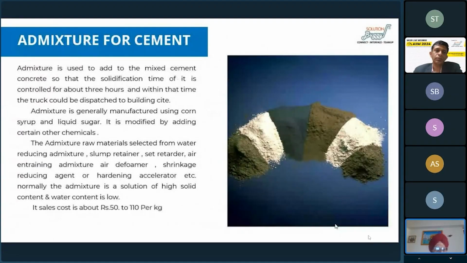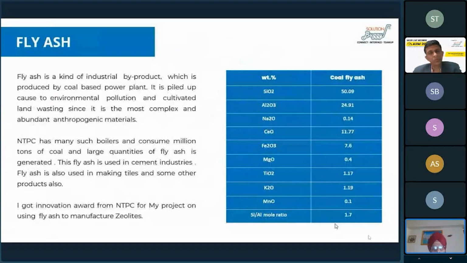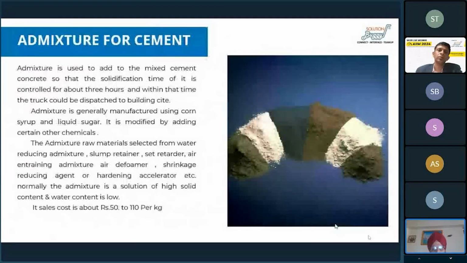Now this is an admixture for cement. Actually, when cement is prepared, it has to be used within a short time. Once it is prepared, cement, concrete, and other things are added, and it is to be used immediately, within a short time. Hello. Yes, sir.